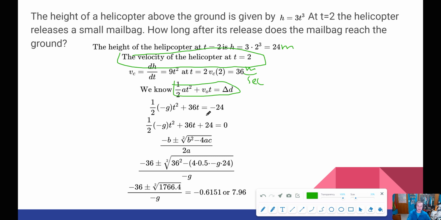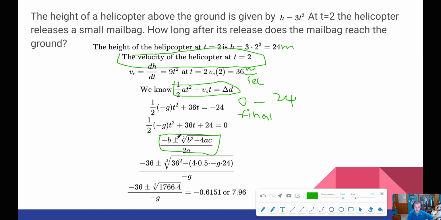And then the delta d is minus 24. Keep in mind that our final position is 0. This is final, minus 24, which was our initial. So we set this equal to 0, and we're going to use the quadratic formula to solve for this.